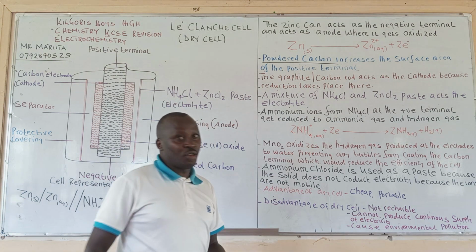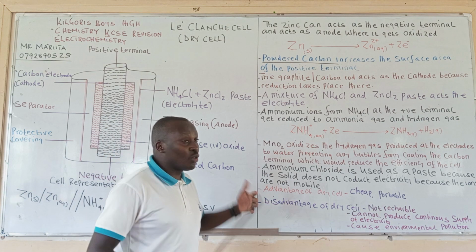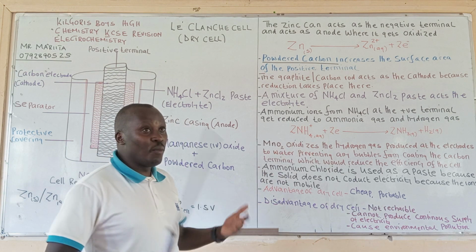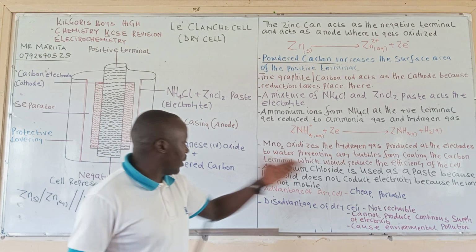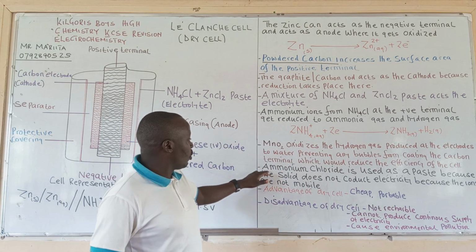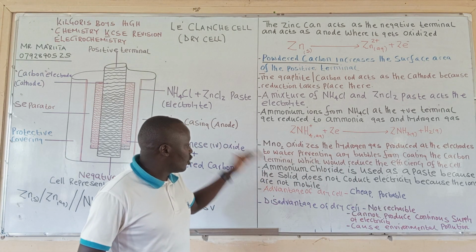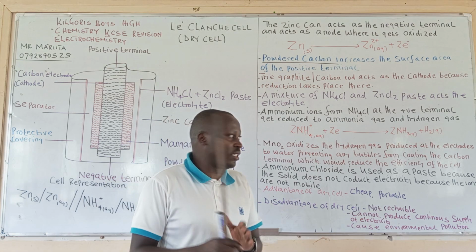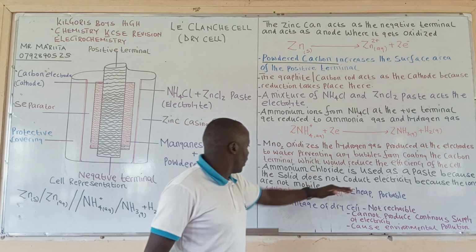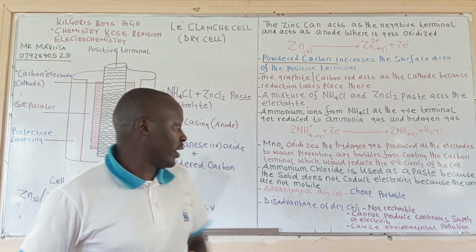We have the ammonium chloride. Sometimes you will be required to give a reason why the ammonium chloride is used as a paste. Why is it used as a paste? Because, as I said earlier, a solid does not conduct electricity, because the ions are not mobile.